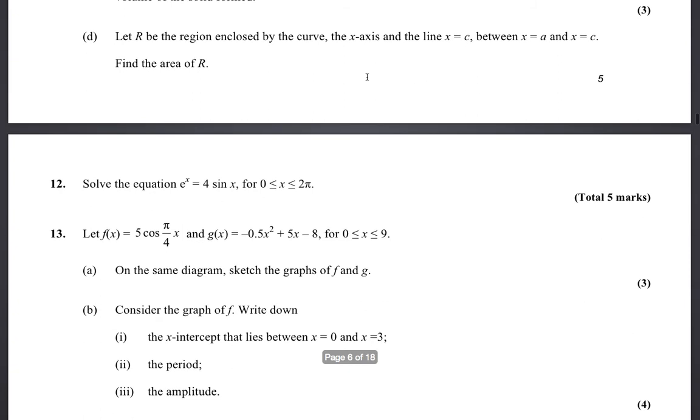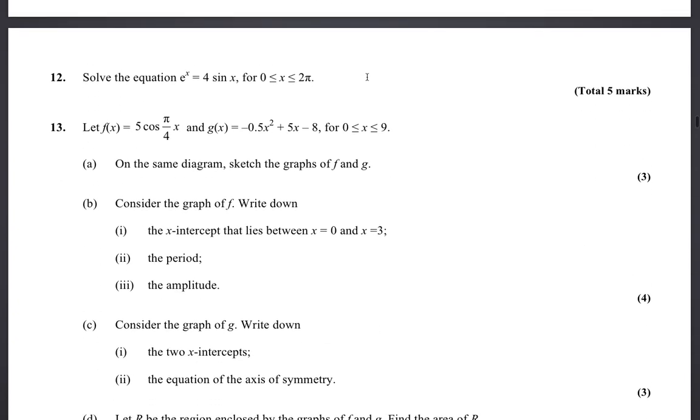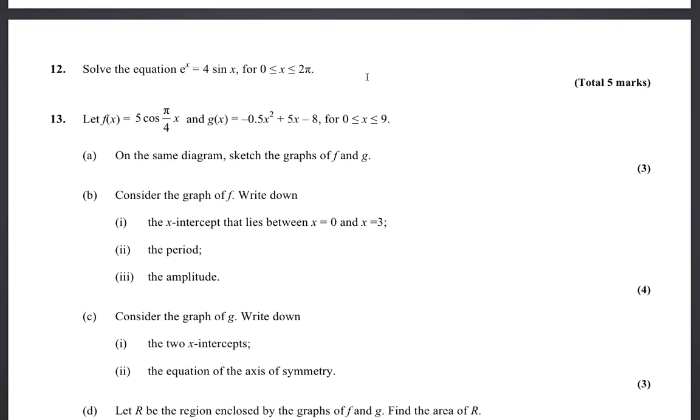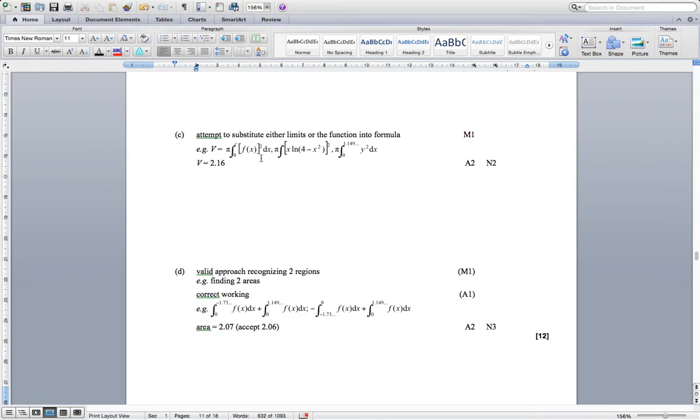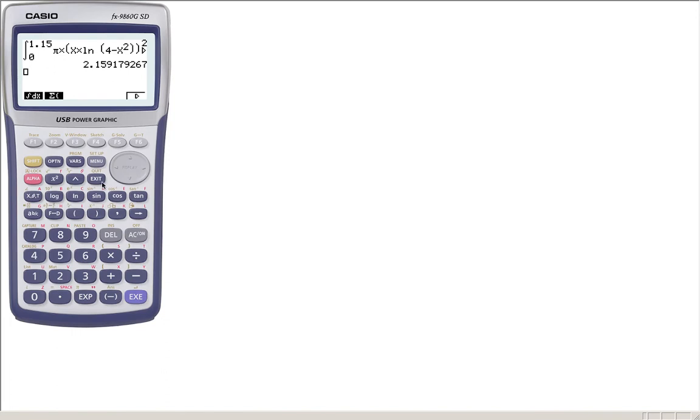Okay, so let us look at the 12th problem. Solve the equation e power x equal to 4 sin x, where x is between 0 to 2 pi. So it's a 5-mark question. So let us solve it. I'm going to use the graph. I'm going to take this as y1 and 4 sin x as y2. So take a calculator.